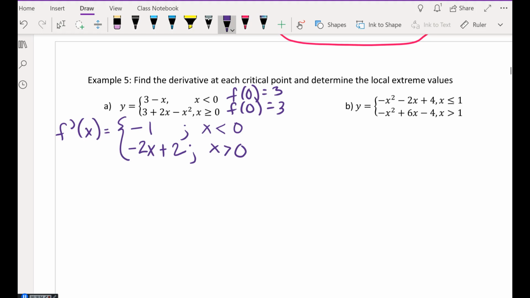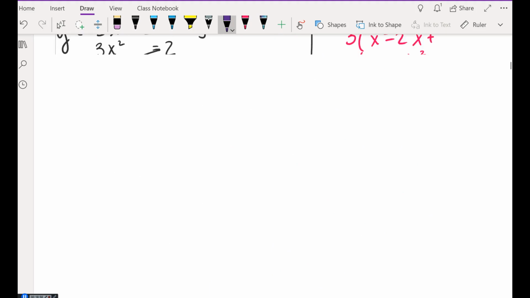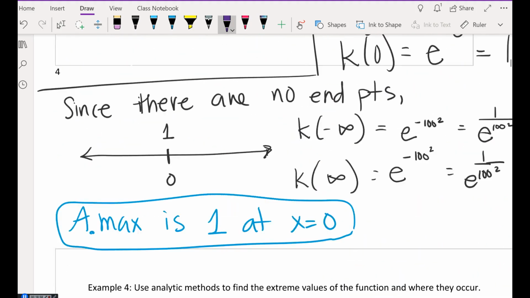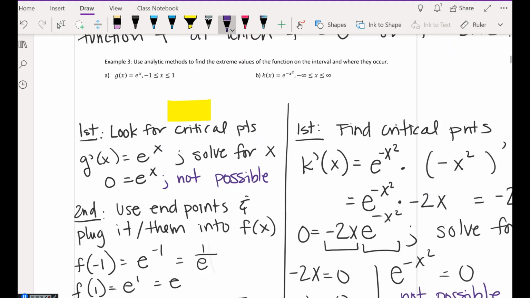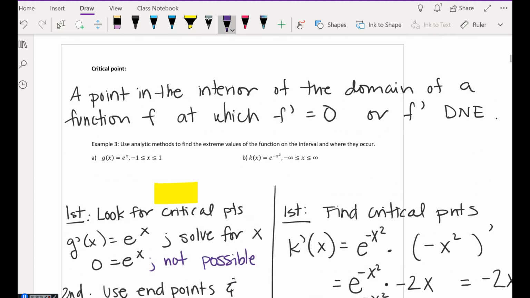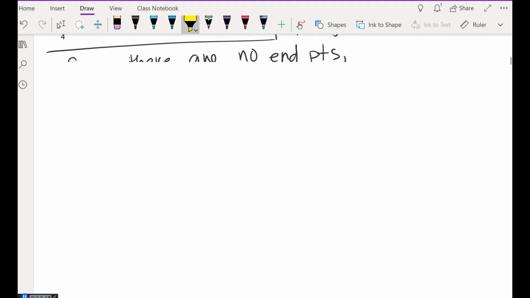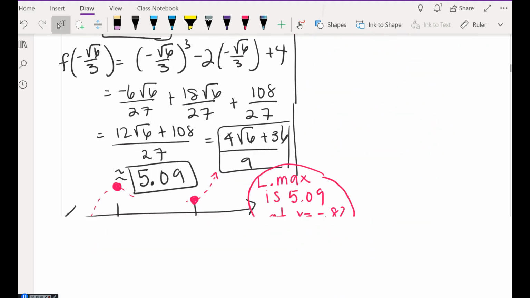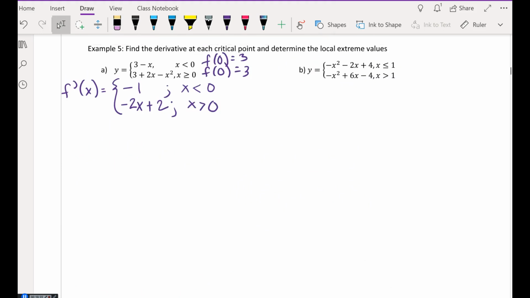Based on the definition of critical point, what do you guys remember? Besides the derivative equaling 0, what else can it be? Where it does not exist. And we just talked about why it doesn't exist, right? So for this example, where is it that it does not exist? 0. Okay.